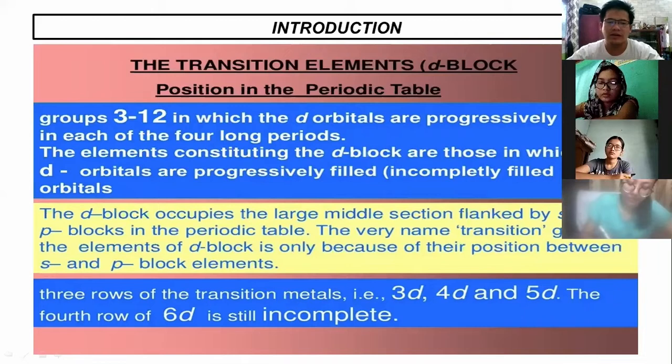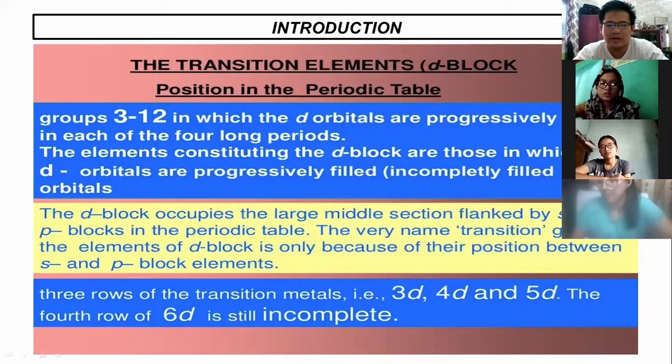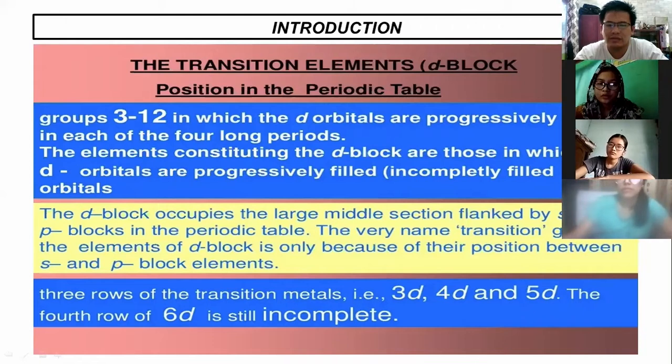And how many rows are there in the d block elements? There are 3d, 4d, and 5d. The fourth row of the 6d is incomplete because new shells are being added, electrons are being added, and they are incomplete. And you will find the lanthanide and actinide series later on, because their properties are different. So we have kept them in a separate row.